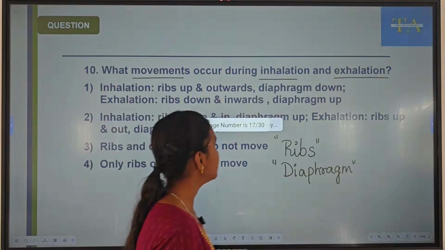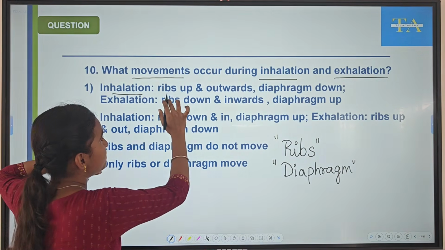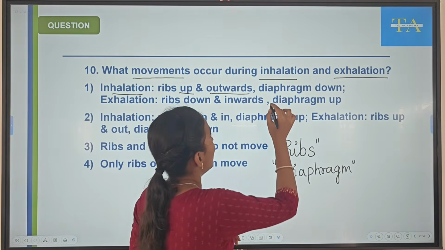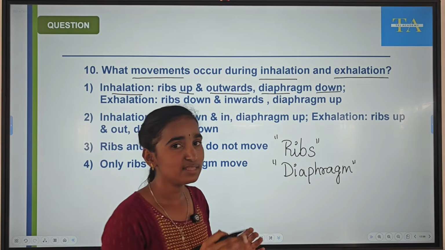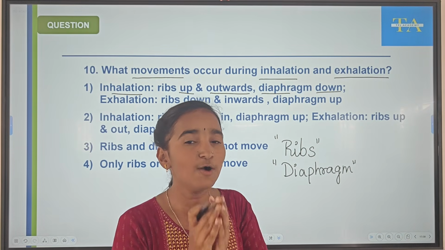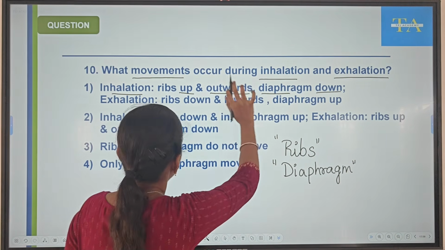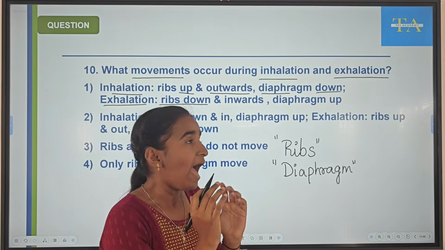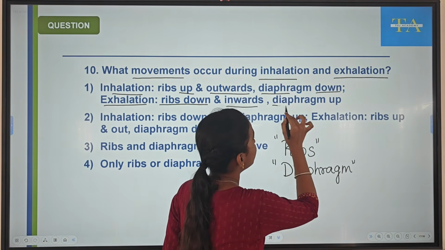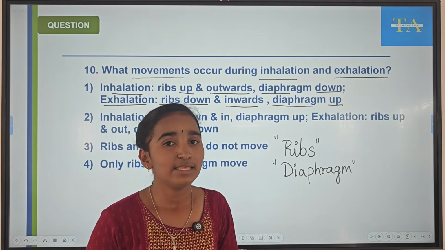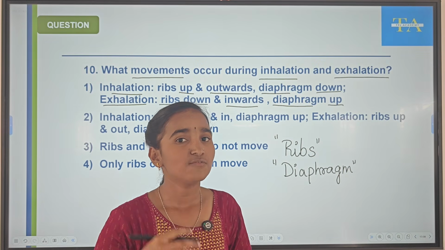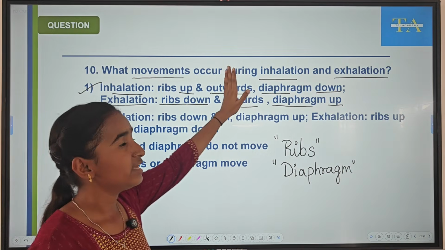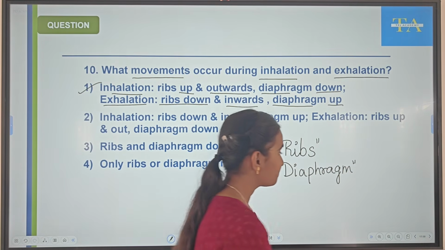So what will be our answer? During inhalation, ribs will move upwards and outwards. Yes, ribs move upwards and outwards, and the diaphragm moves down. Hence, more space in the chest is created for the accumulation of air. This is right. Then, exhalation. During exhalation, ribs move down and inward, and the diaphragm moves up. This decreases the chest cavity, hence forces the air to go out. These are the movements occurring during inhalation and exhalation.